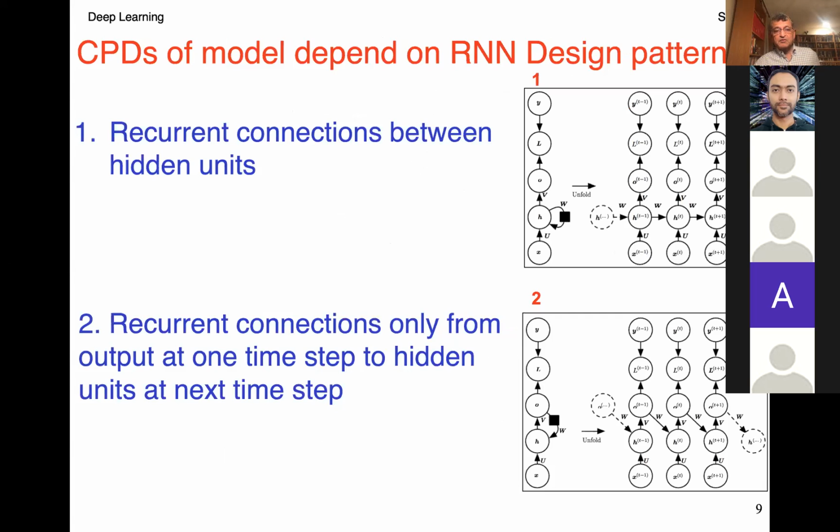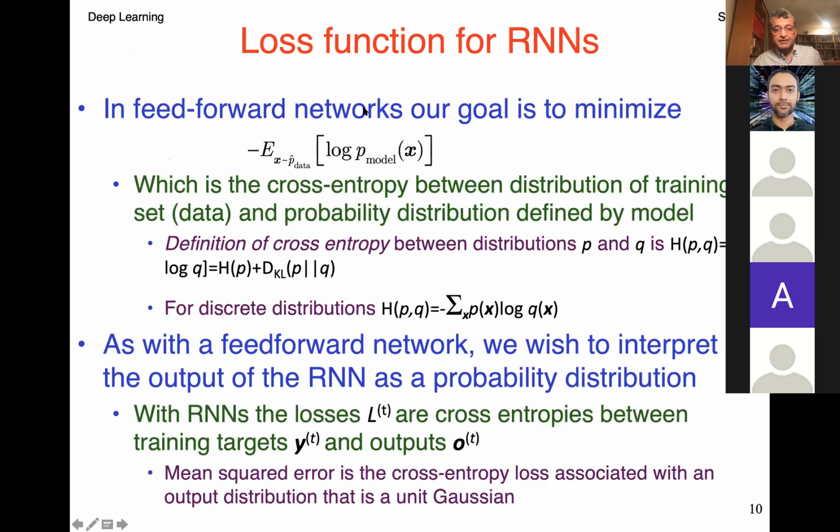And the CPDs of the model depend on the RNN. CPD means conditional probability distribution. Those little tables we saw of probabilities are called CPDs. The CPDs of the model depend on RNN design patterns. We just saw the 3 patterns there, right? We are looking at only 2 of them here. The first one was recurrent connections between hidden units. And the second one is recurrent connections only from the output at one time step to the hidden unit. So these are the 2 models. The CPDs depend on which model you're using, what kind of probability distribution.